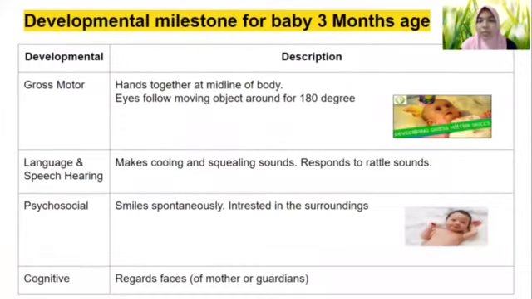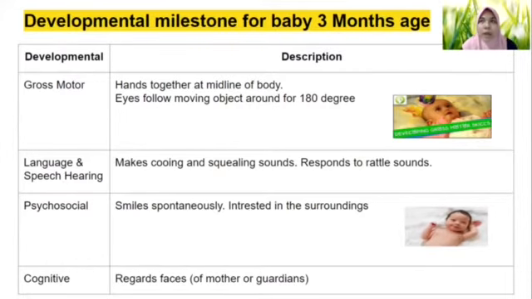Next, developmental milestones for a baby at 3 months of age. For the gross motor, most likely the baby will put their hands together at the midline of the body and follow the moving object. So when a baby reaches 3 months, we usually observe their gross motor by observing how they react with the interactions of the object. For language and speech, hearing, making cooing and squealing sounds, responding to the rattle sound.